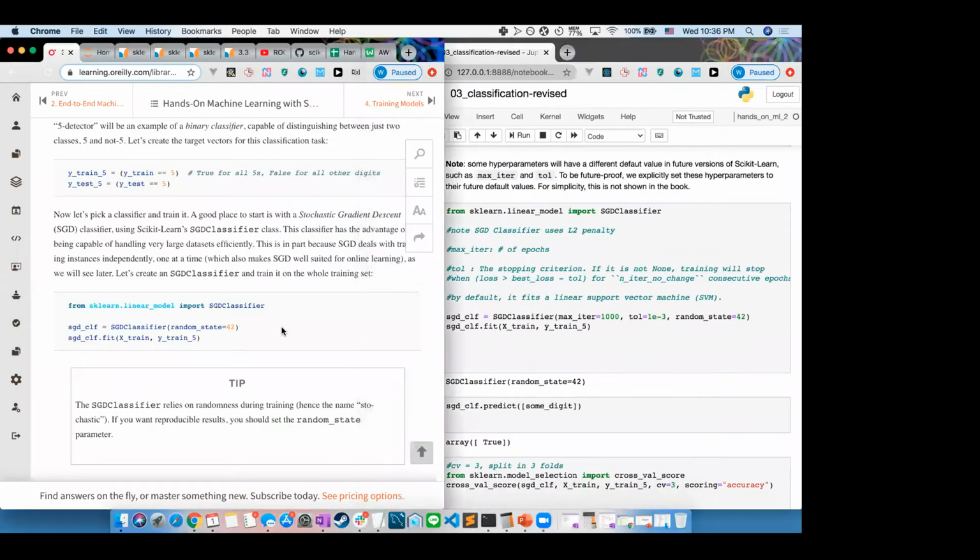Okay. So now let's pick a classifier and train it. A good place to start is with a stochastic gradient descent classifier, using scikit-learn's SGDClassifier class. This classifier has the advantage of being capable of handling very large data sets efficiently.